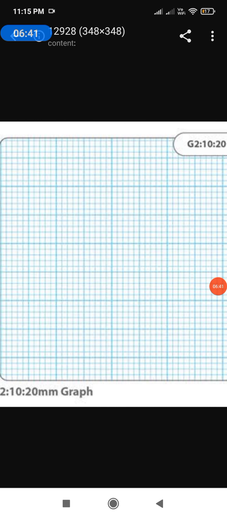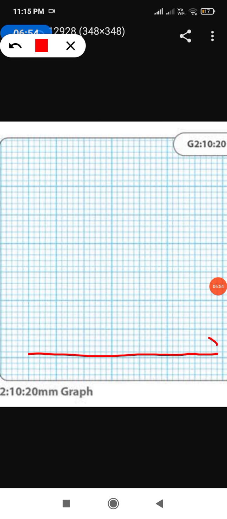This is a graph sheet I have taken. So what we will do, this graph will have two axes. One is the x-axis and one is the y-axis. So using a scale, of course, you will draw a line. This is the x-axis and here you will draw a straight line which is your y-axis. So this is your x-axis, this is your y-axis.